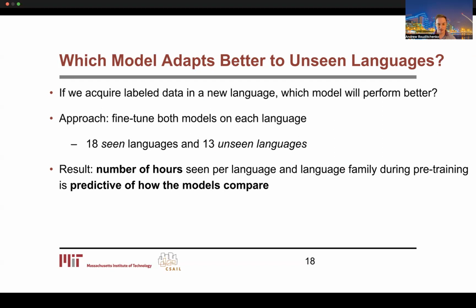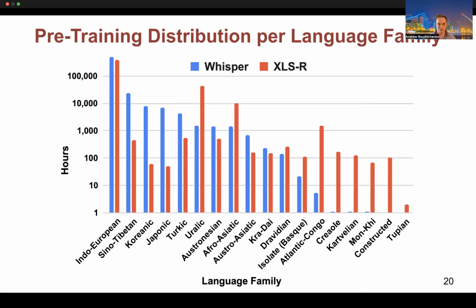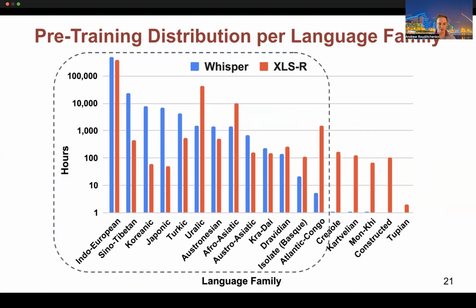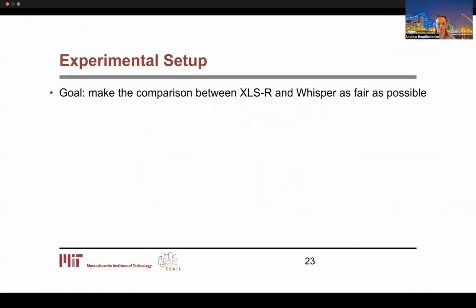Our main result is that the number of hours seen per language and language family during pre-training is predictive of how the models compare. This is even though the models and pre-training methods are very different. So here we show the pre-training distribution per language family for Whisper and XLSR. We can see that Whisper was trained on more hours in high resource language families versus XLSR was trained on more hours in lower resource language families.